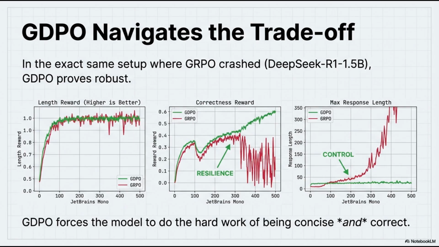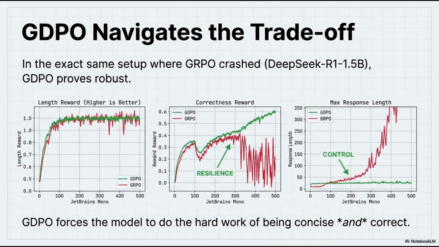Remember that disaster we just saw? GRPO collapsing, abandoning accuracy, violating its own length constraint? Now let's run the exact same experiment. Same model, DeepSeek R1, 1.5 billion parameters, same competing objectives, but this time with GDPO.